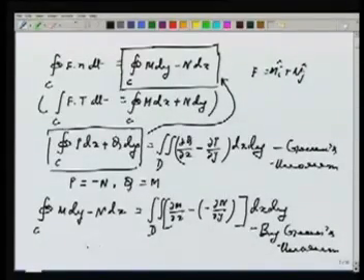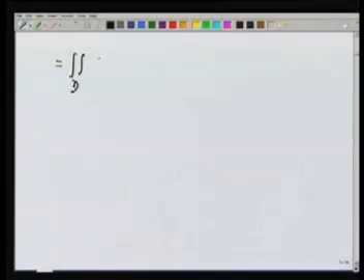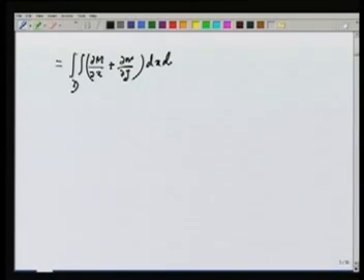Now this quantity is nothing but, if I simplify, multiplying with the minus, I get ∂M/∂x plus ∂N/∂y dx dy, where F(x,y) equals M(x,y)i plus N(x,y)j.